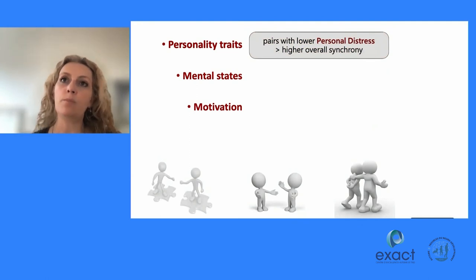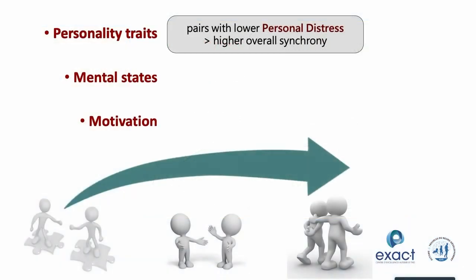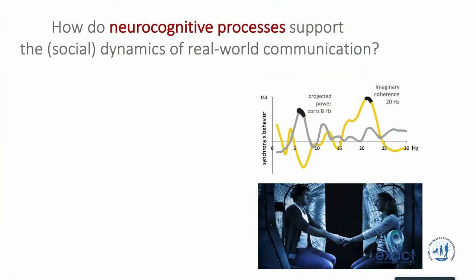And then in terms of mental states and motivation, so that's the neurofeedback, we looked at changes over time and saw, for example, that those pairs who maintained more focus over time also showed more synchrony in the second half. So I want to come back to the motivation in a little bit, dive in a little bit deeper and show you that what we actually see is that it depends on the metric you use, what kinds of correlations you find, and at which frequencies those correlations are reliable.